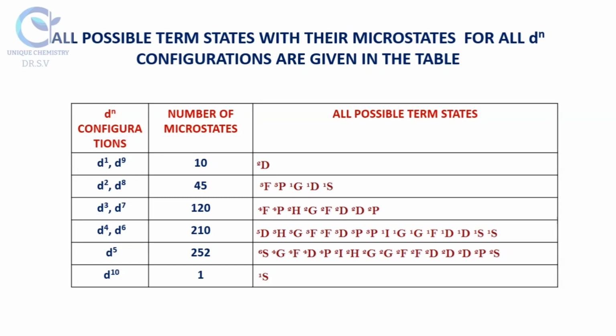So this is the presentation on these microstates. I think it is very useful for you because I have already described the term symbol in the previous presentation, and now these are microstates. These are very useful for electronic spectroscopic studies. I hope this will be very useful for you.